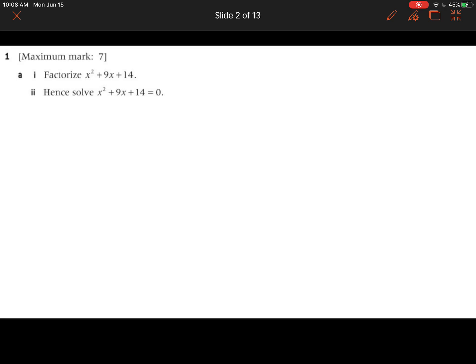As usual, I'm going to be using Desmos because I don't have a TI-84. I guess I do have one, but I like Desmos more. Anyways, let's get into it.